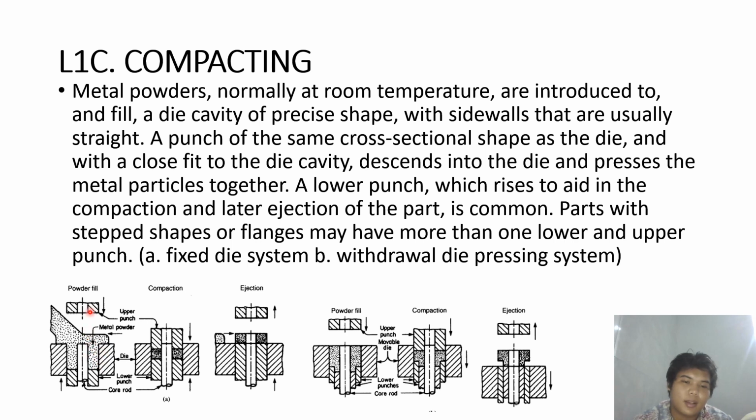After the powder fill, compaction happens. After the compaction happens, it's going to be ejection. The difference between the withdrawal die pressing and the fixed die system is just the die, because the die here only stays, you cannot move it, and this one is movable.